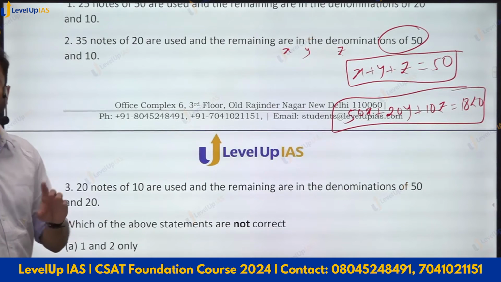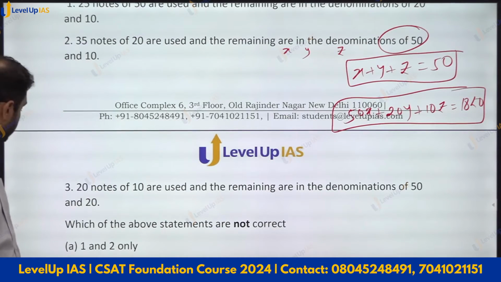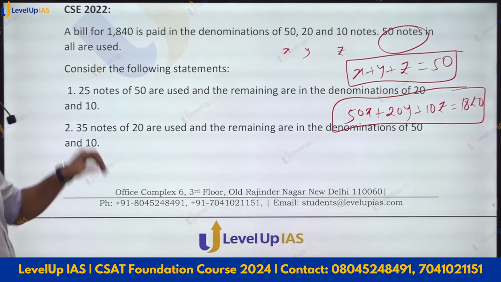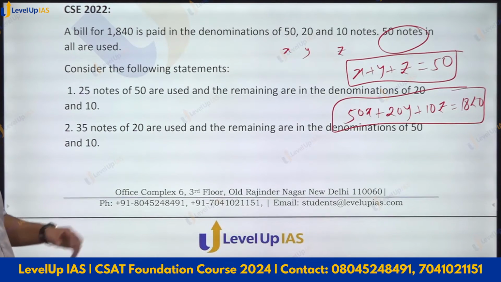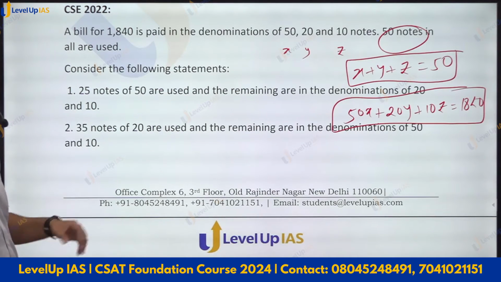Now let us see what are the statements and what is the question. Okay, the question is a little bit different. Question is, which of the above statements are not correct? So there are some statements which are correct, there are some statements which are not correct. Let us see the first statement. 25 notes of 50 are used and remaining are in the denomination of 20 and 10.